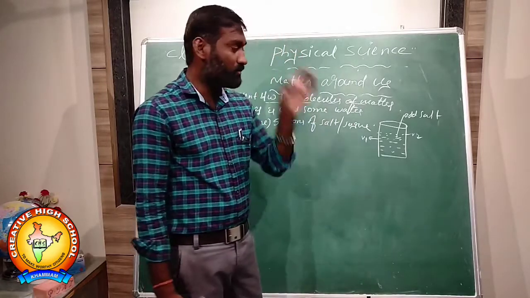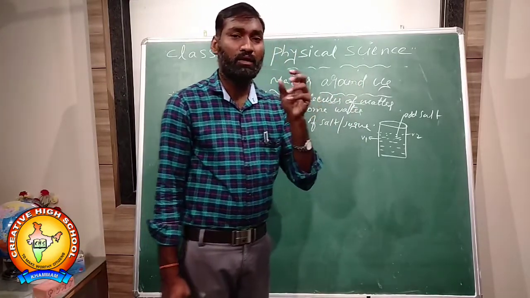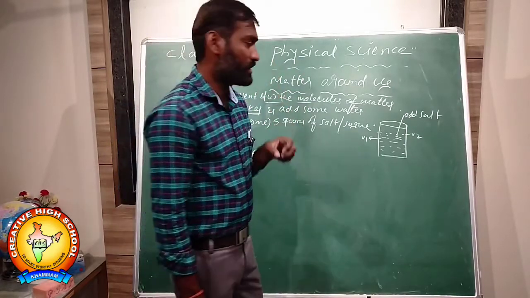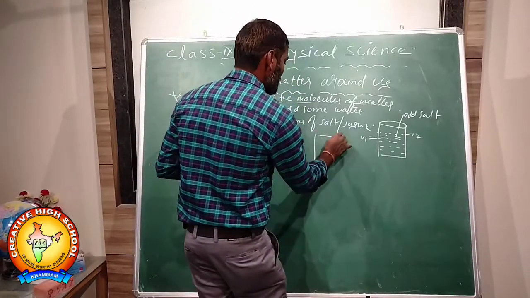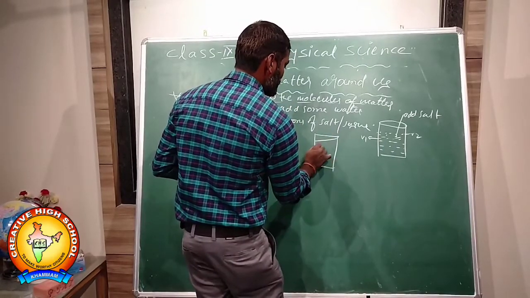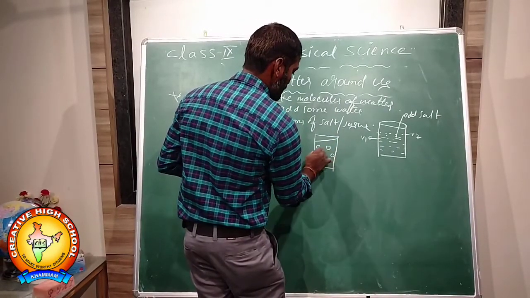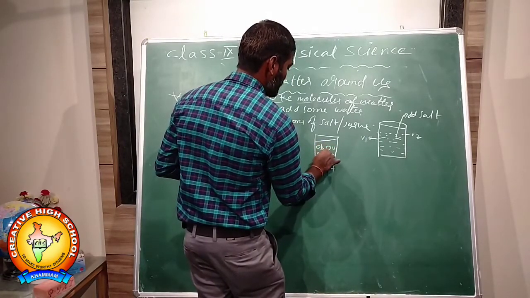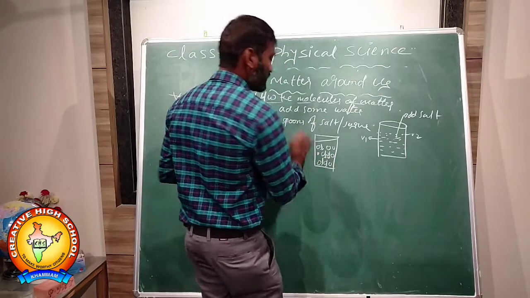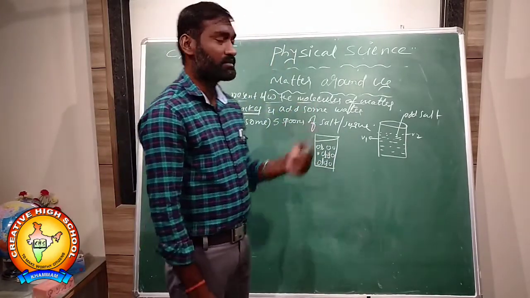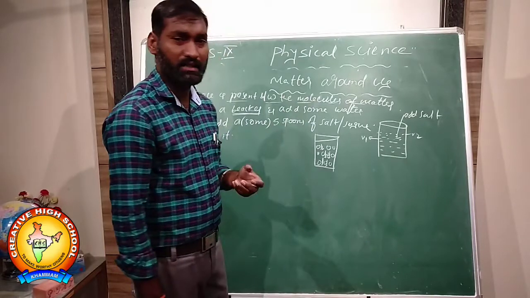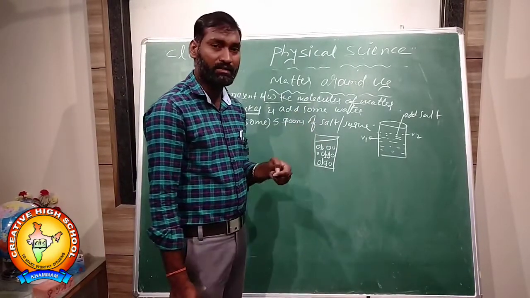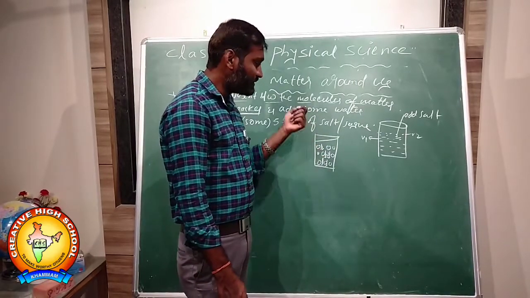The salt goes down inside the water, among the water molecules, and there is space between the water molecules. The salt particles go and fill this space. That's why the salt dissolves, and they fill the space between the particles. That's why the water level increases.